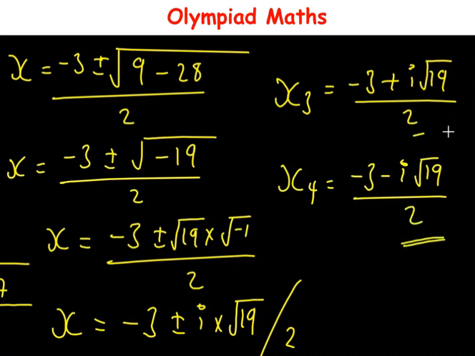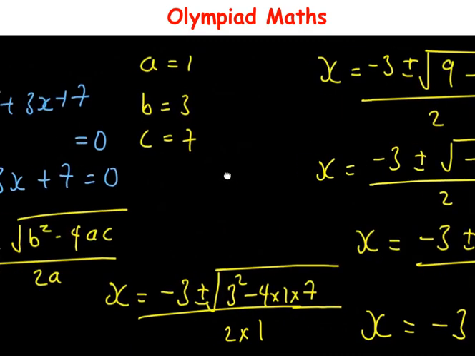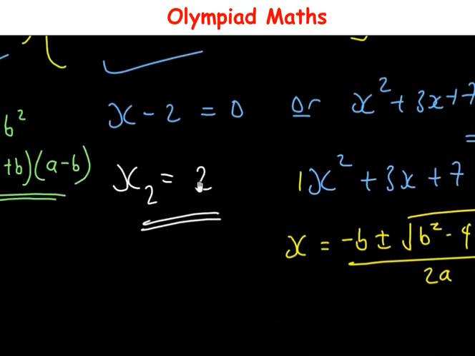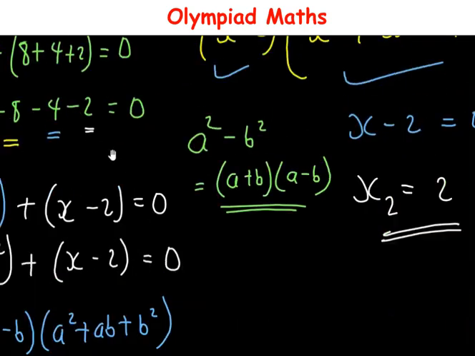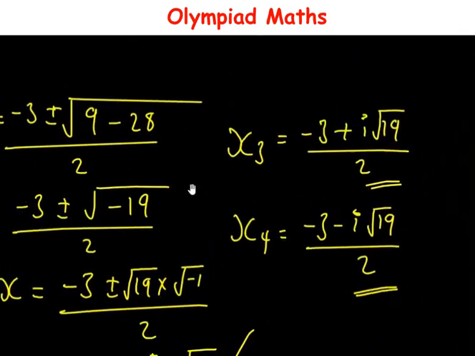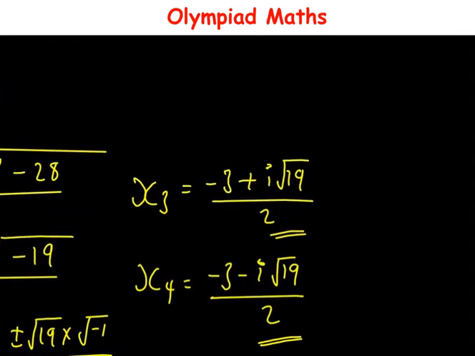Now we have gotten the solutions for x. So we have 4 solutions for x. The second one is this, x2 equals 2, while the first one is x1 equal to 1. So we have this, that x2 is equal to 2 and x1 is equal to 1. So these are the 4 solutions for the values of x.